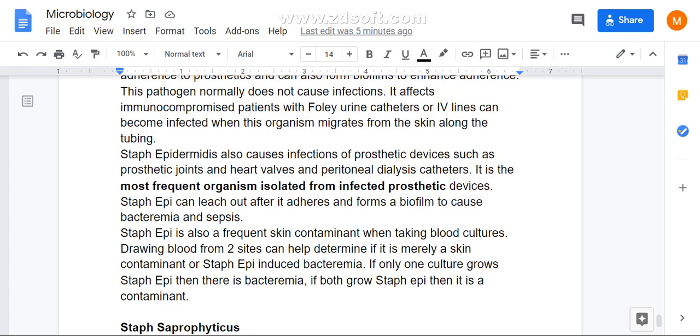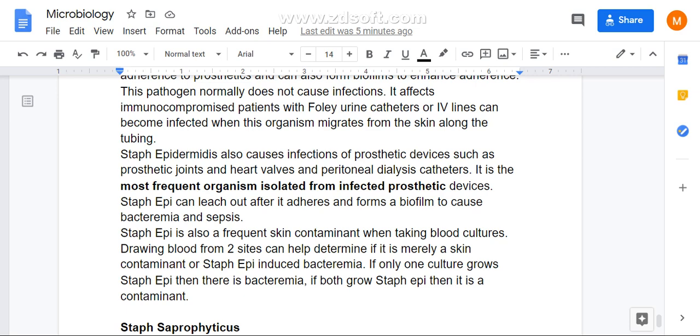Okay, Staph epi is also a frequent skin contaminant when taking blood cultures. So when you're taking a blood culture for whatever reason, a blood test or a drug test, Staph epi is usually a contaminant, right? Because it's on our skin. So when the needle bores the skin, some Staph epi might get into the needle, and somebody might think, oh, this man had bacteremia or sepsis, but it's actually not that. It's just some of the Staph epi from your skin got into the needle, and they're drawing this conclusion. So we differentiate.